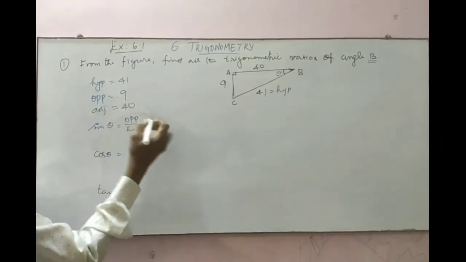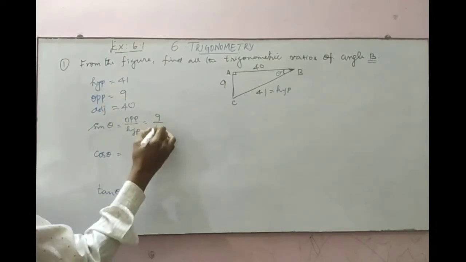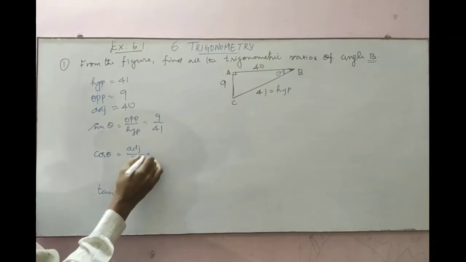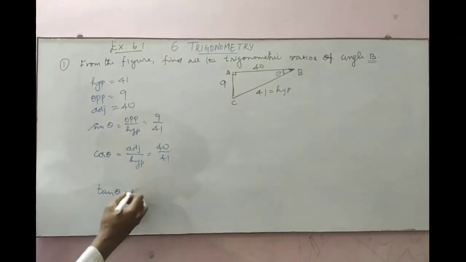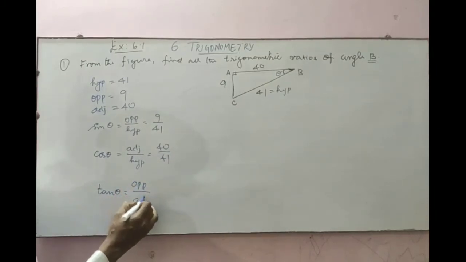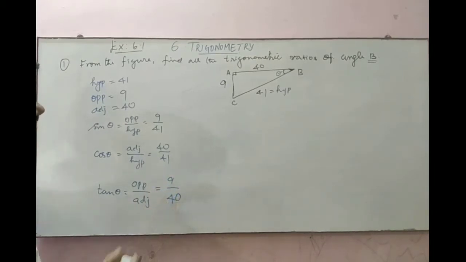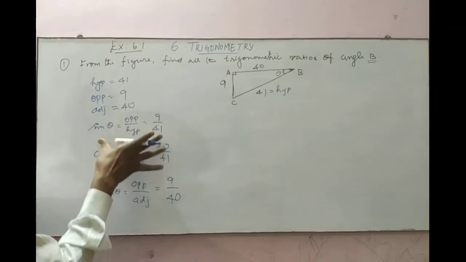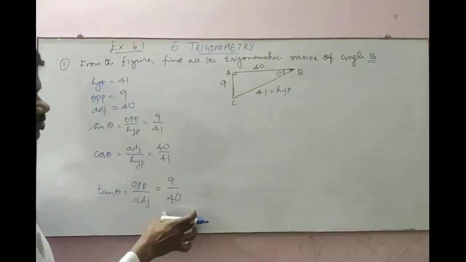What is the opposite side here? 9. Opposite side is 9. Hypotenuse is 41. Next one, the formula is adjacent side by hypotenuse side. The adjacent side is 40 by 41. Then for the tan theta, the formula is opposite by adjacent. So opposite side is 9. The adjacent side is 40. Just write the formula and substitute the values. Simple only. You write the formula as it is, and substitute the values.